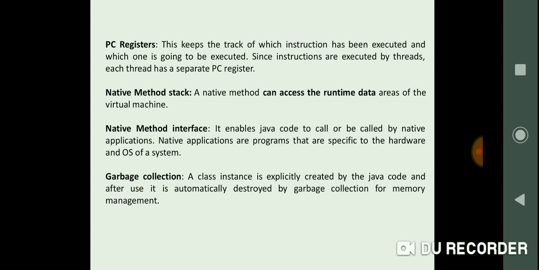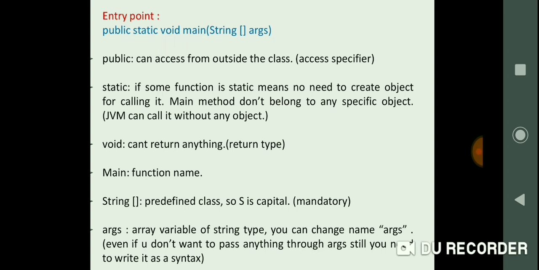And last is garbage collection. Garbage collection deals with class instances which are explicitly created by Java code, and after use they are automatically destroyed by the garbage collector for memory management. And the last point of this video is the entry point of Java. So we need to write public static void main, in brackets String, the brackets and args.